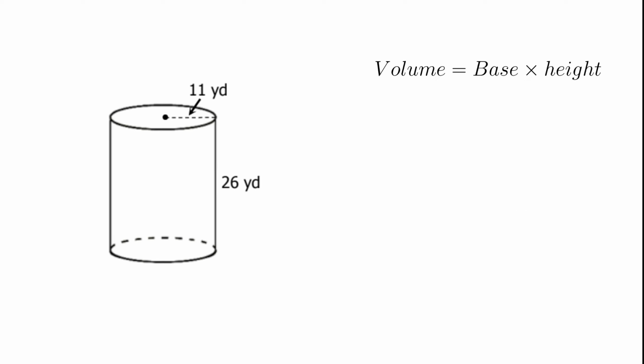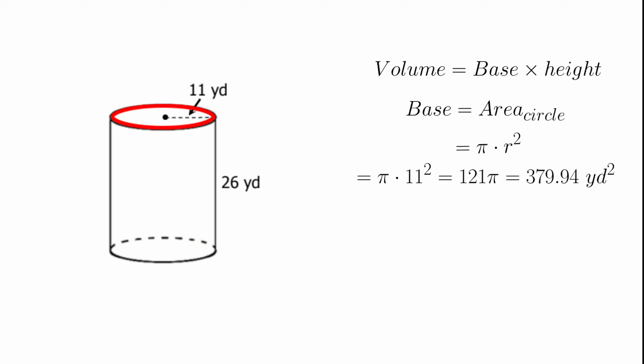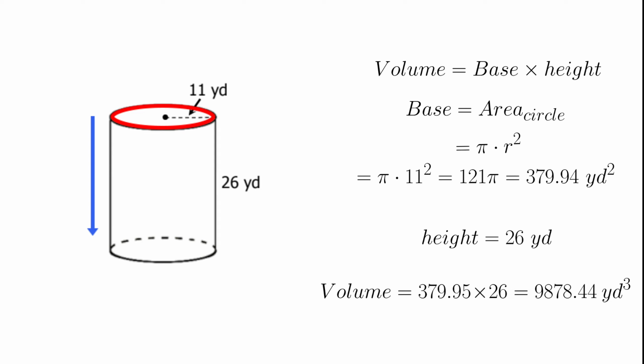This is a cylinder, and its volume is similar to a prism in that we are stacking a circle instead of a polygon. So, to begin, we find the area of our base, which is the area of the circle. We find it to be 379.94 yards squared. Notice I used 3.14 to estimate pi. Next, we're stacking it downwards with this height of 26 yards. So we multiply our base and our height to give us 9,878.44 yards cubed.